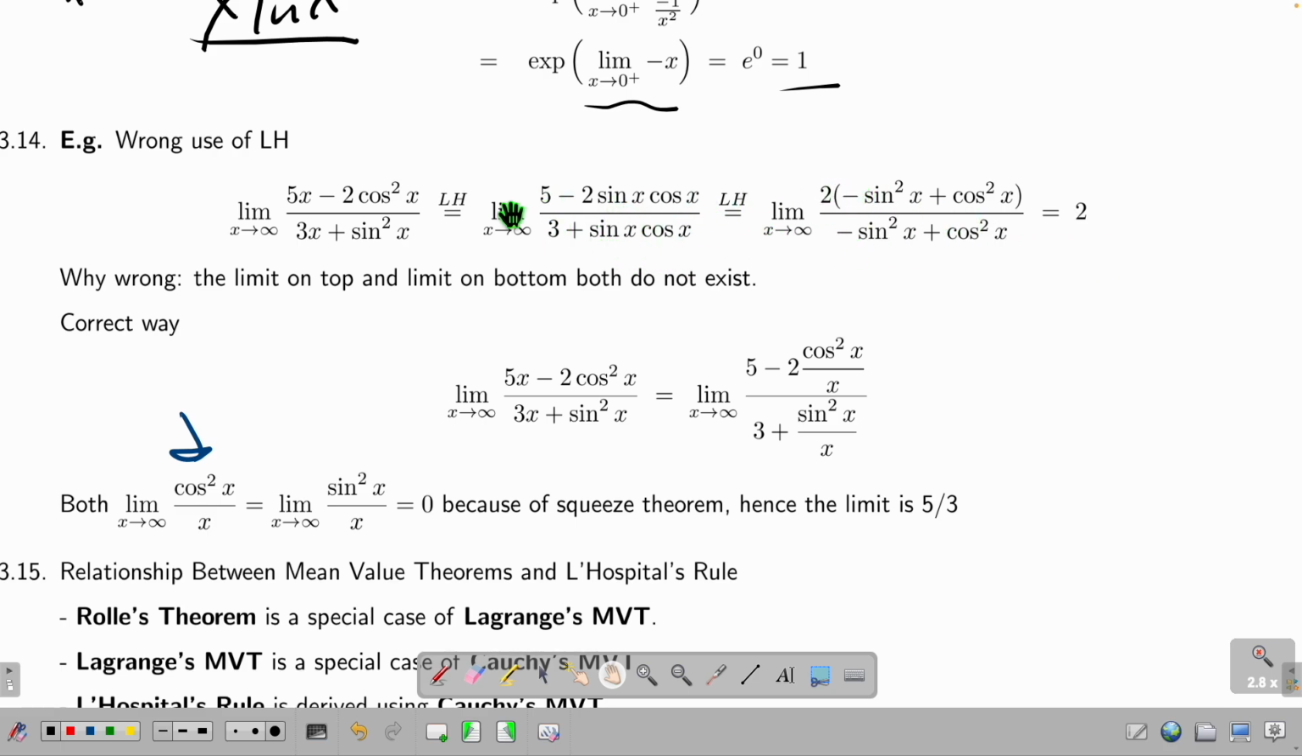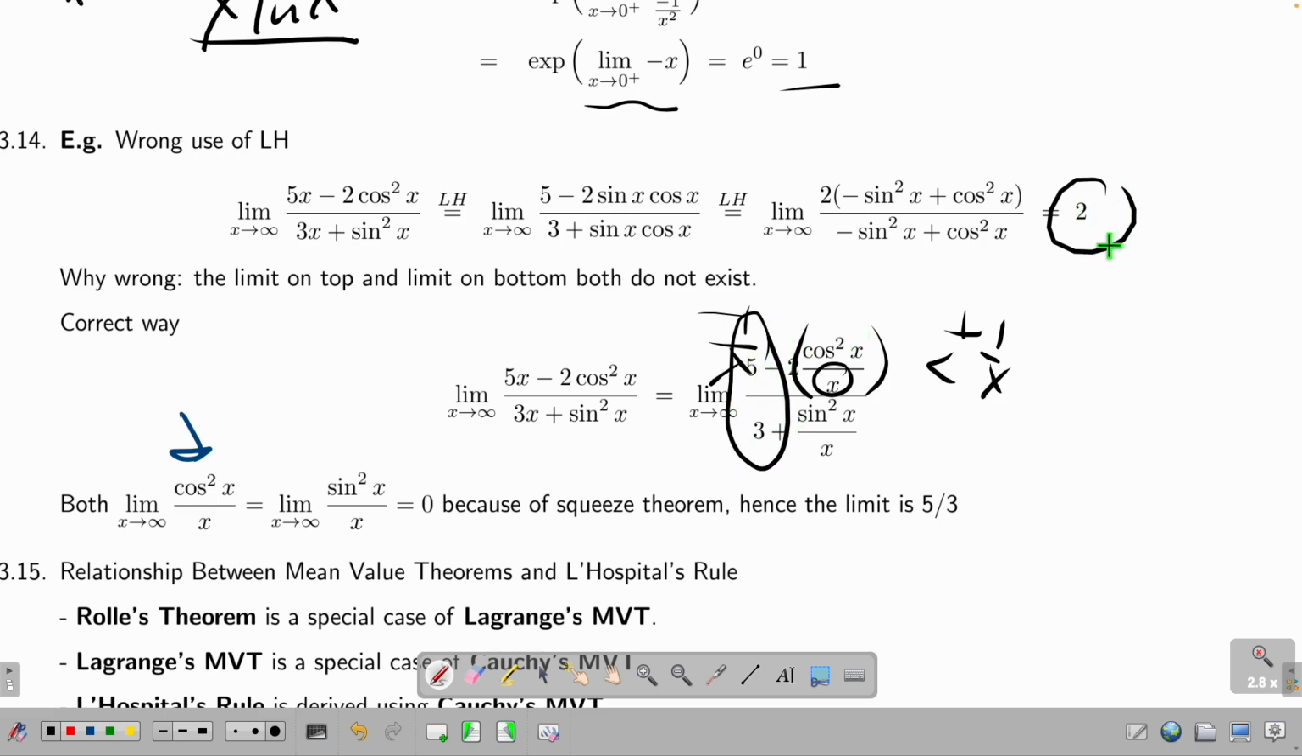This is wrong. Why? Because from the very beginning, it's already wrong. If you divide the whole expression by x, by the squeeze theorem, this guy is always between 1 over x and negative 1 over x, because cosine of whatever thing is always between plus 1 and negative 1. The top will never escape 1, but the bottom can go to infinity. So this guy becomes 0. So therefore, you only have 5 divided by 3. But if you do L'Hospital, you get 2. Wrong.